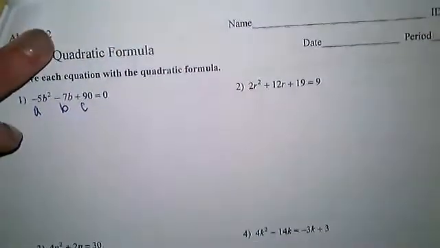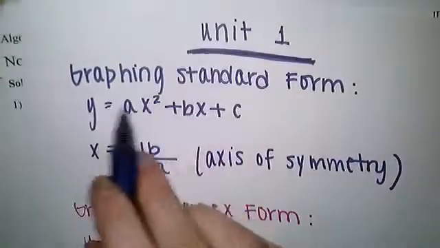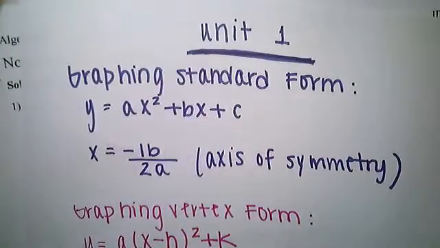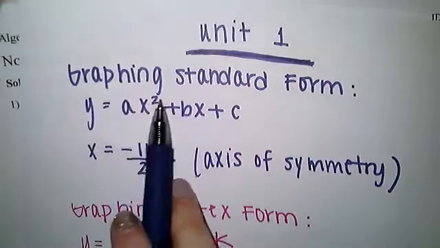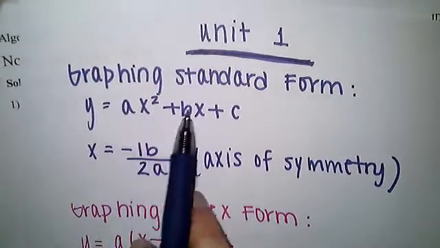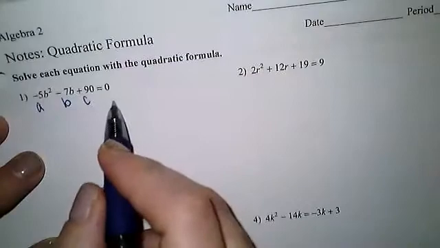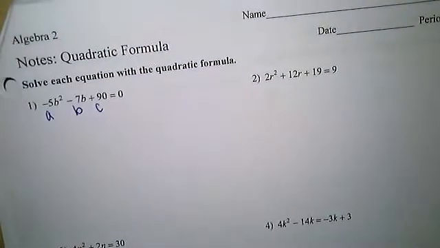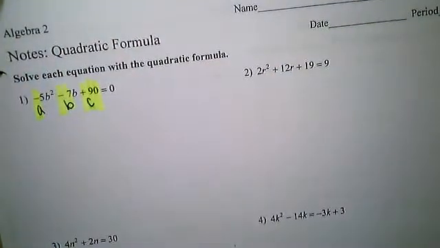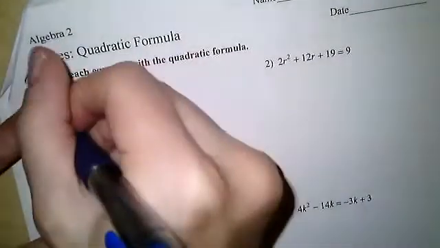This is also on your formula sheet right here. So all of these should be in standard form, with A being the coefficient of x squared, B being the coefficient of x, and C being the constant. We're going to take just these numbers, not the letters. You can even highlight them if that helps. And we're going to plug those numbers into the quadratic formula.